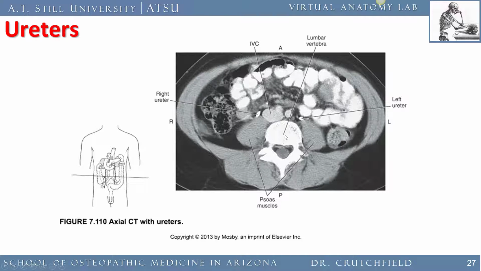Let's take a look now as we follow through. We can see the ureters are lighting up because they have contrast in them. And adjacent to the ureters, and you'll notice that the ureter sits directly on it, is the psoas muscle. This is a classic relationship that will allow you to find the ureter.